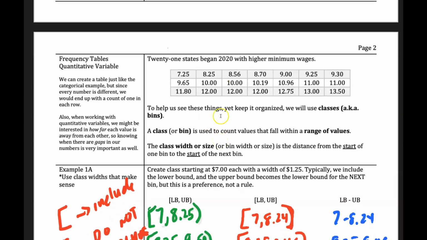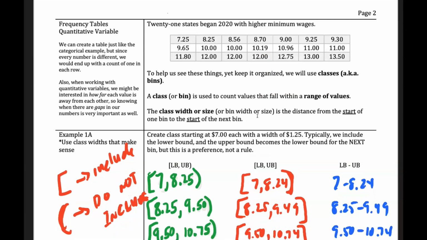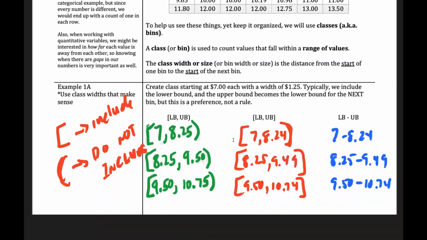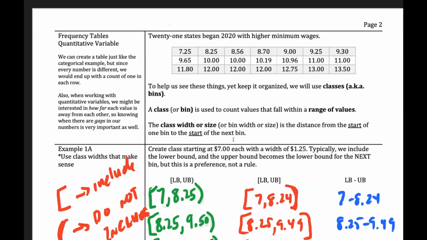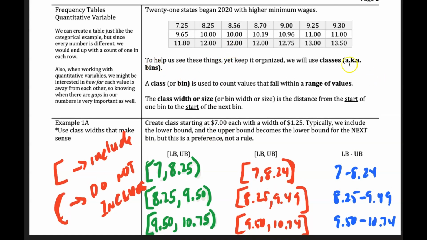And so we want to organize this data so that we can better get a picture of what is occurring with the data. And one way we do that, we end up creating these frequency tables, but we do it first by what we call organizing the data into bins or classes. And you have that description there.